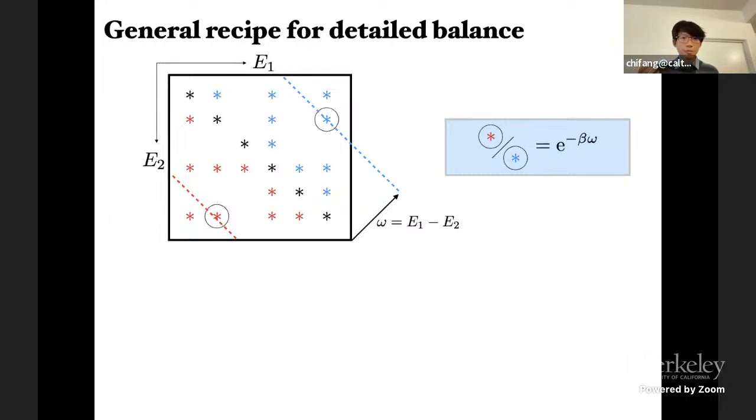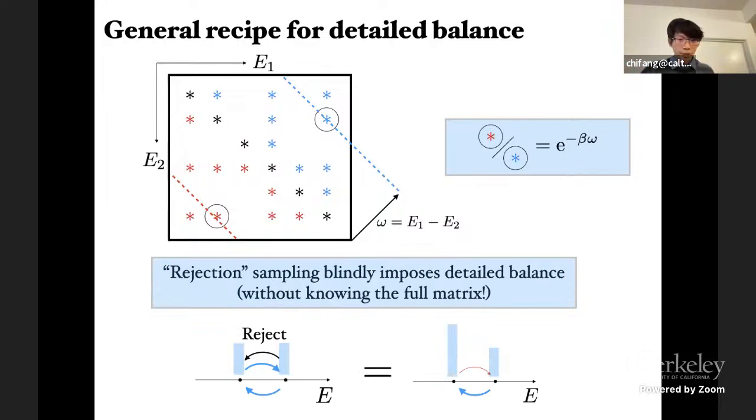Well, this looks kind of delicate, because if you fix the upper triangle, then the lower triangle is also fixed. However, there's a very robust and almost blind way of imposing detailed balance. It's really the insight of the Markov chain Monte Carlo method that you can do this without knowing the entire matrix. You can do this, quote unquote, locally.